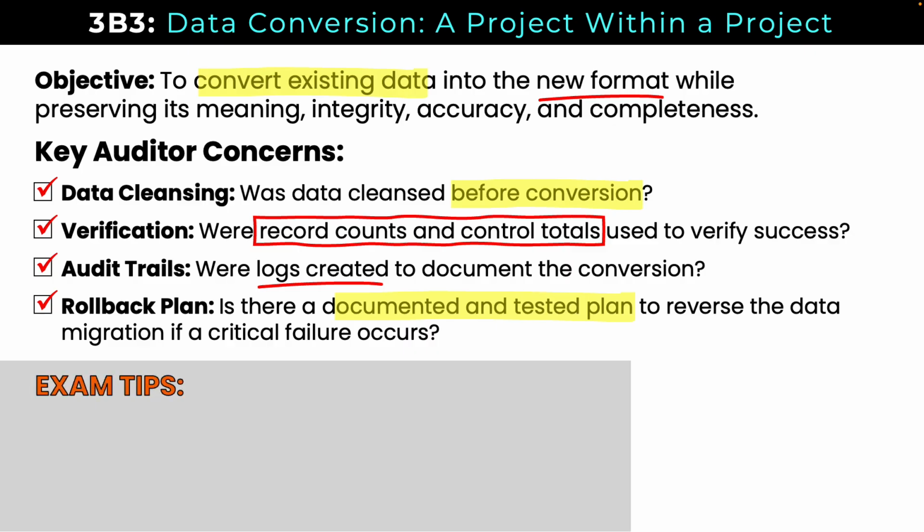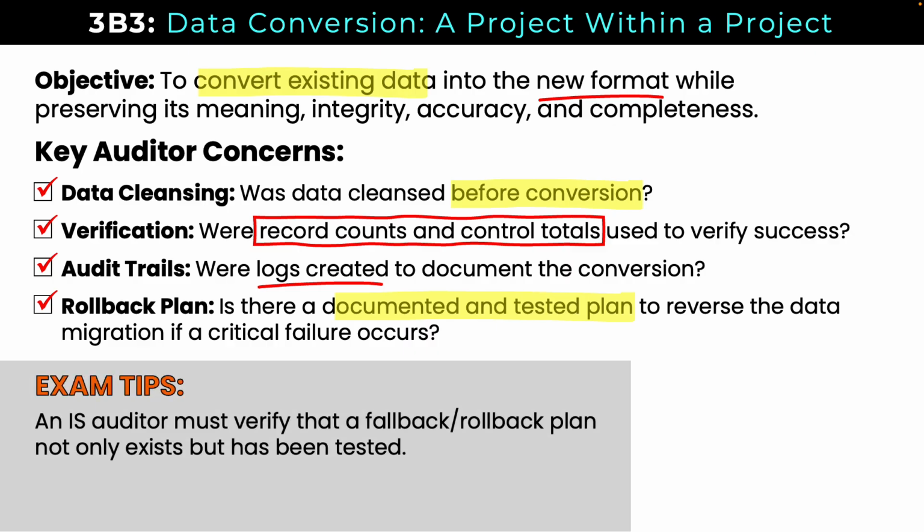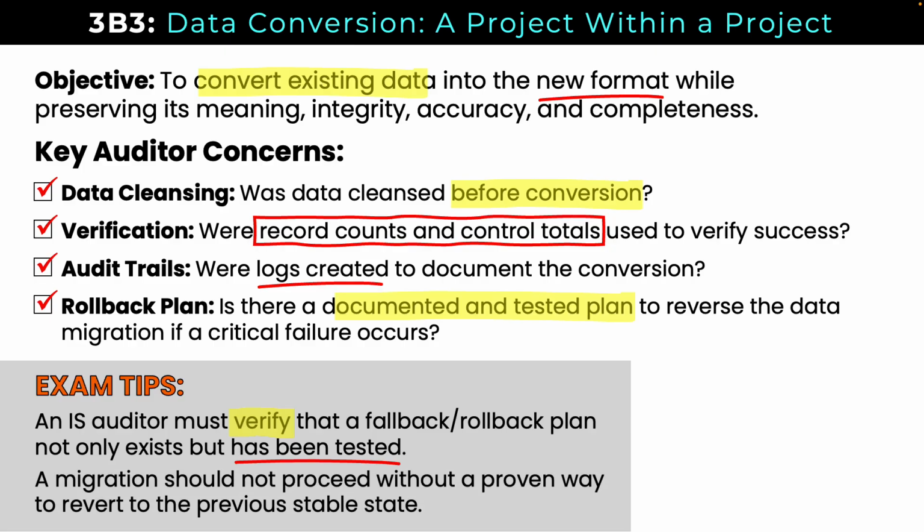So for the exam, a couple of things here. An information system auditor must verify that a rollback plan not only exists, but it's actually been tested. The best way to know if your rollback plan works is just like testing your data backups. Actually run through them, test them, make sure they function. A migration should not proceed without a proven way to revert to the previous stable state of the system.